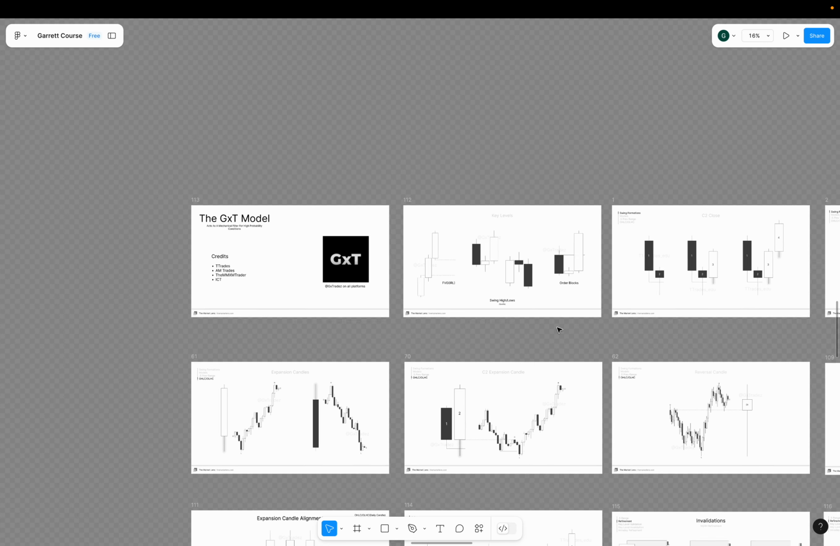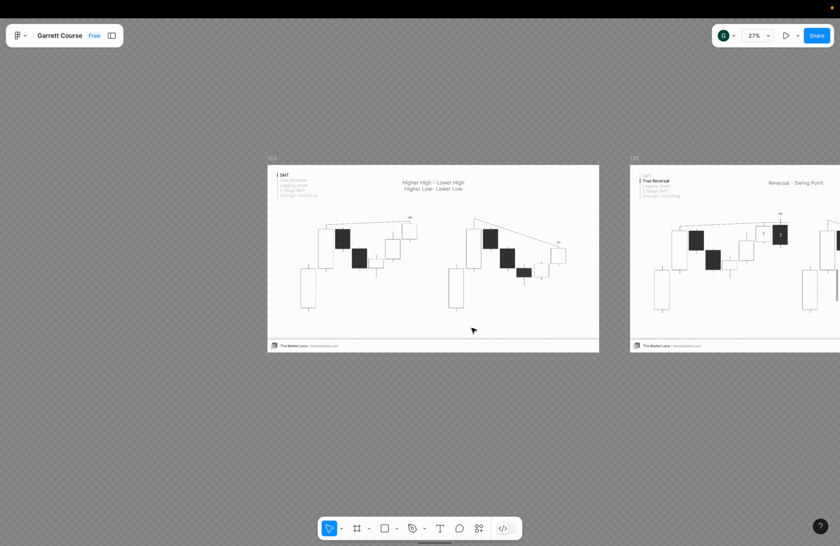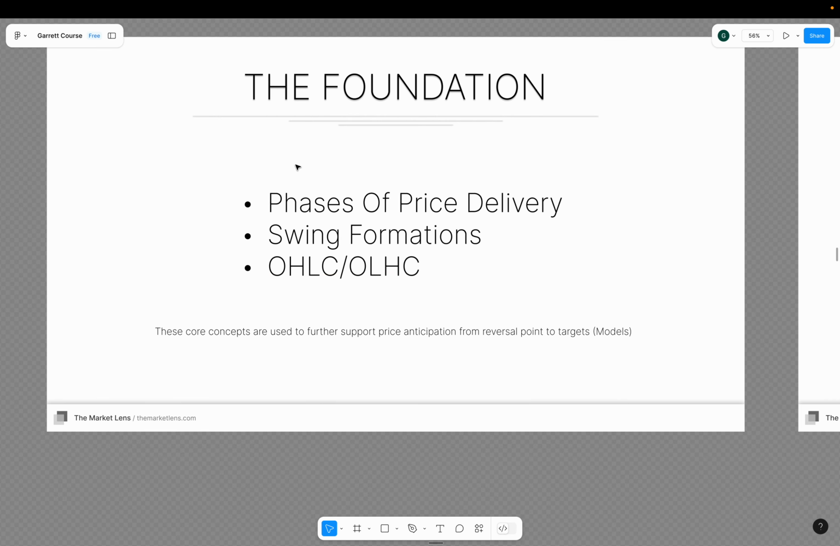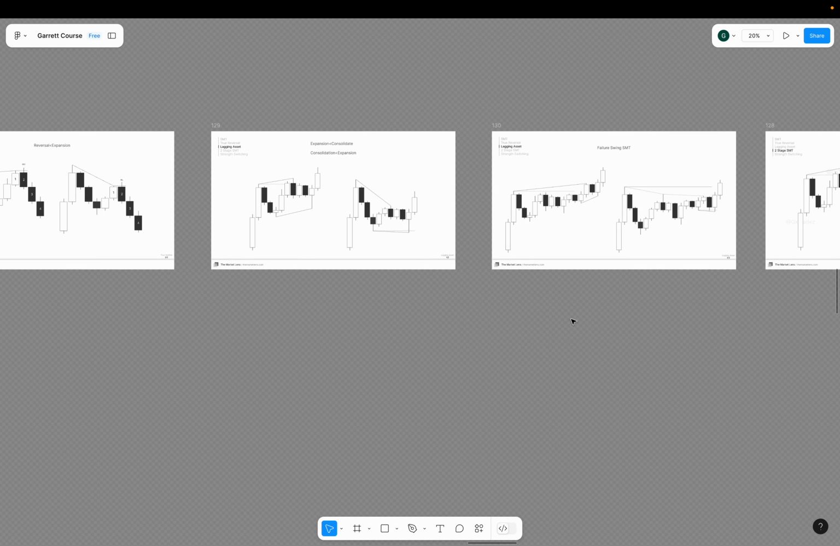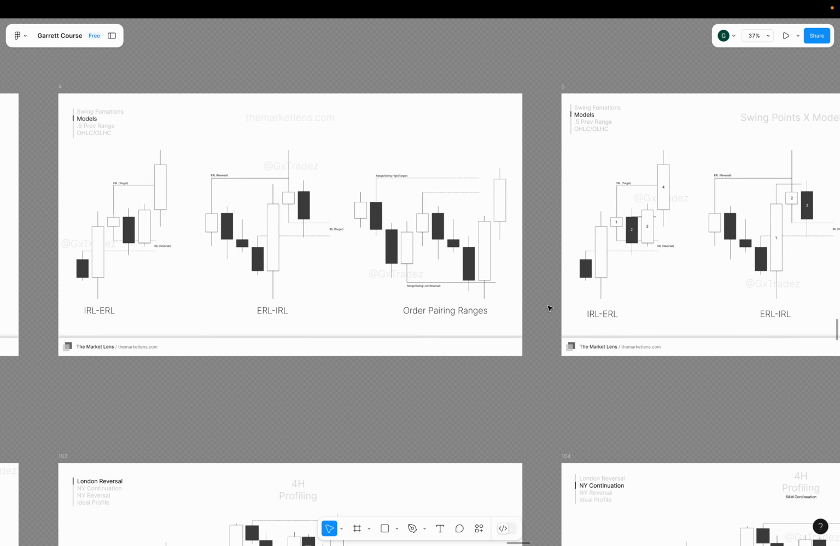Really, we are starting with candle closes, the foundation of my model. There are a couple of things we're combining to actually get narrative. It's phases of price delivery on the higher time frame, the 1 hour, the 4 hour. It's just swing points and then open, high, low, close, right? This is what actually supports price delivery from a reversal point to a target, which is a model. When we think about models, they're simply these three. It's just internal to external. This can be on the daily, the 1 hour, or the 4 hour.